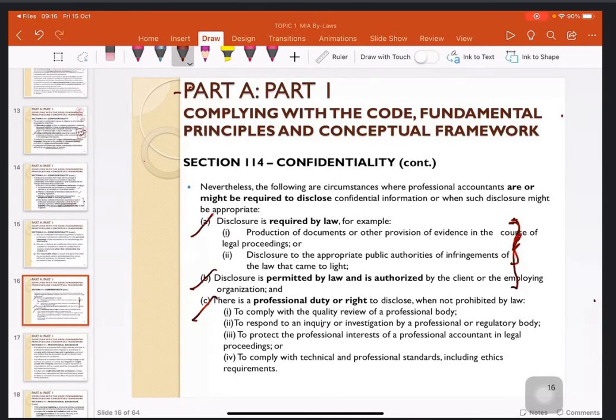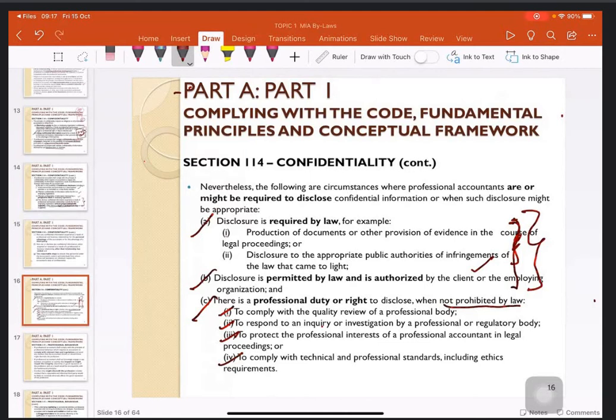Okay, this one normally berlaku if there is any court case lah. Kalau ada court case against client or against auditor, so we might disclose some of the informations. Okay. The third one adalah there is a professional duty or right to disclose when not prohibited by law. Okay. The first one adalah this one adalah by law ya. These two by law. Kalau not prohibited by law, you still can disclose this information under situation 1, 2, 3 and 4. Number 1 adalah untuk quality review of a professional body.